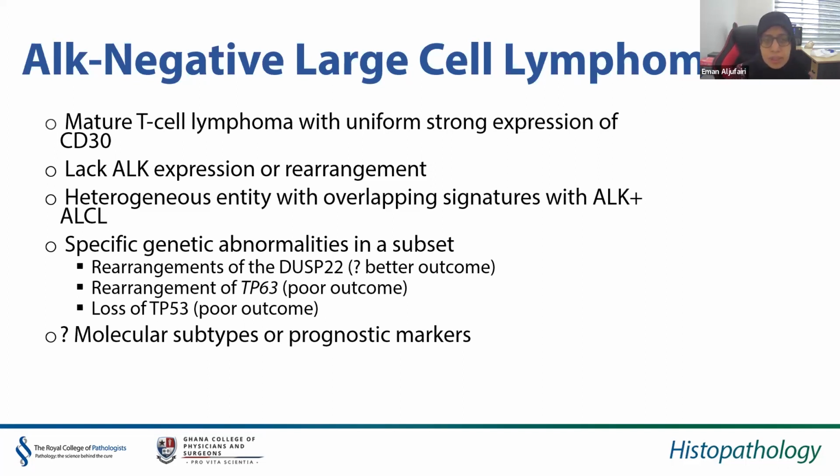Because this is evolving, we're not sure if these are more prognostic markers. For example, when we have a high proliferation rate in a lymphoma, that's a poor prognostic marker.